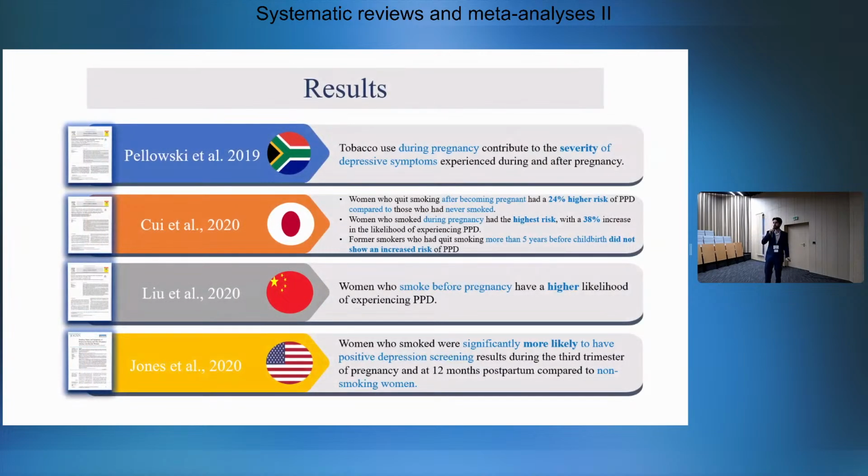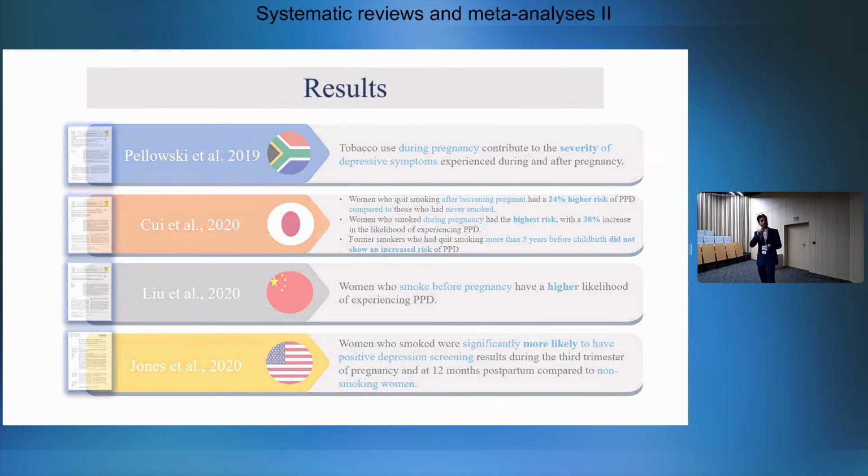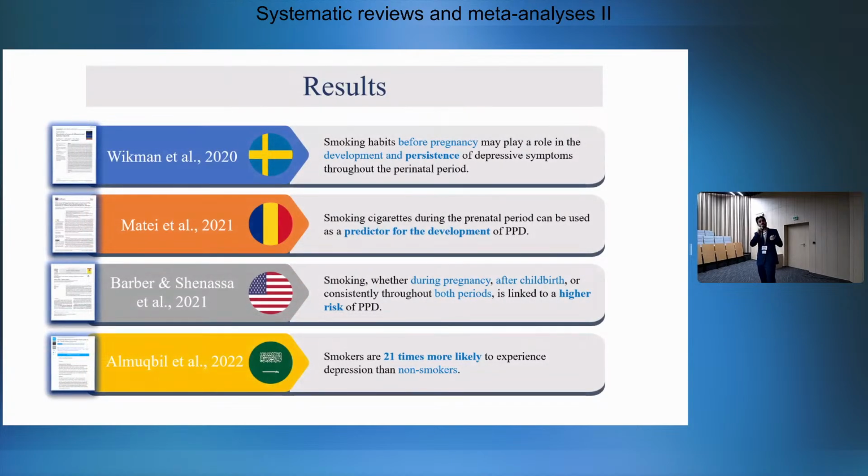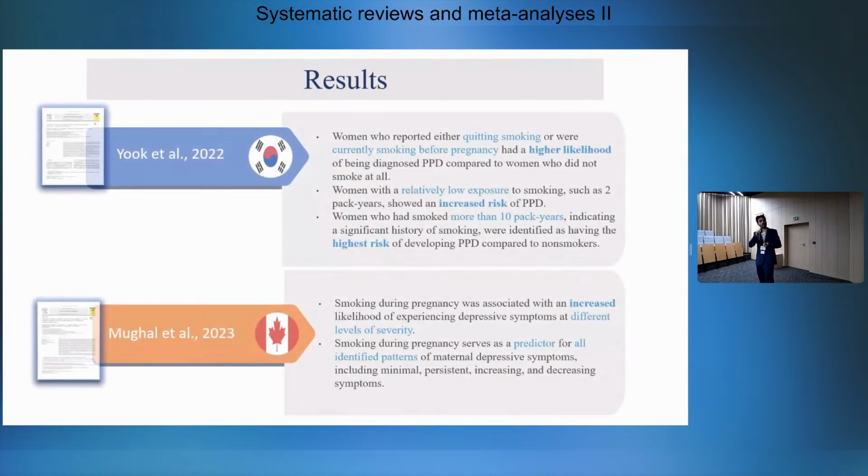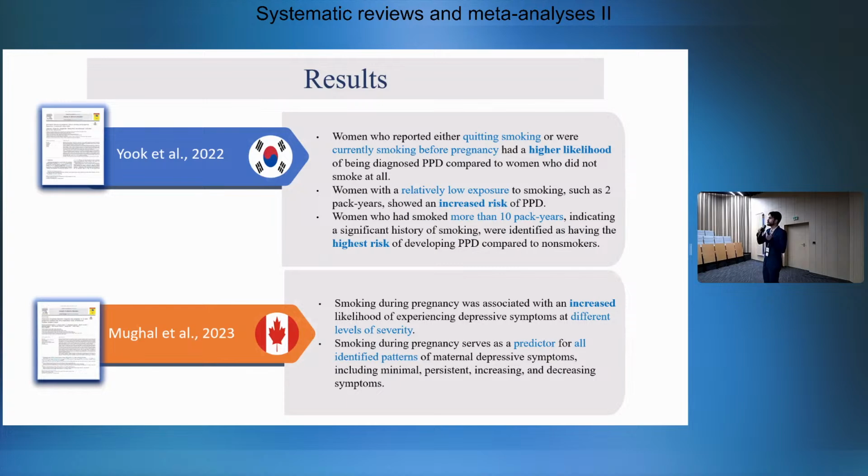And I have prepared some bullet points from every paper included in our research. Every study confirmed that smoking during pregnancy significantly increases the risk of postpartum depression. Another interesting finding is that researchers from Japan said that if you've been smoking before pregnancy, you also have an increased risk. However, former smokers who had quit smoking more than 5 years earlier did not show an increased chance of postpartum depression, thus indicating that time of cessation plays a huge role. The researchers from Sweden said that smoking before pregnancy may play a role in the development and persistence of depression symptoms. And last but not least, researchers from South Korea said that the more cigarettes you smoked, the higher was your risk for postpartum depression.